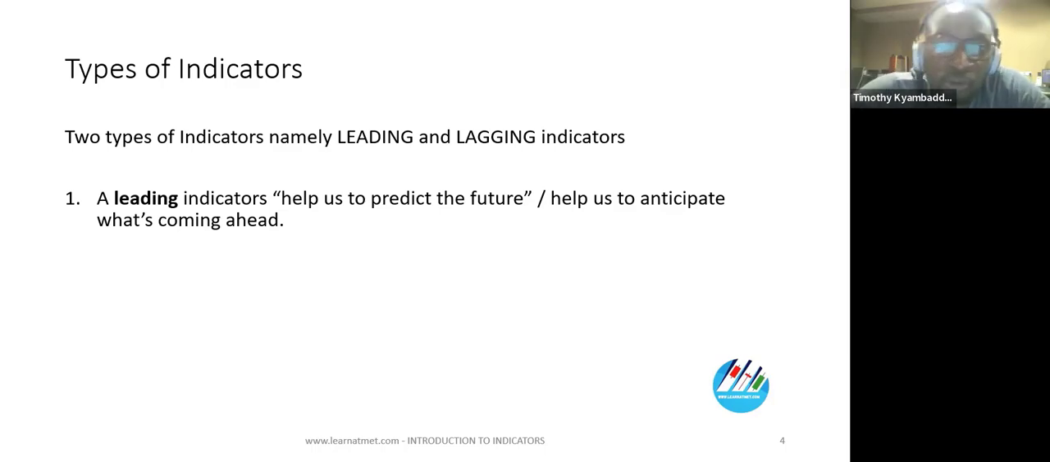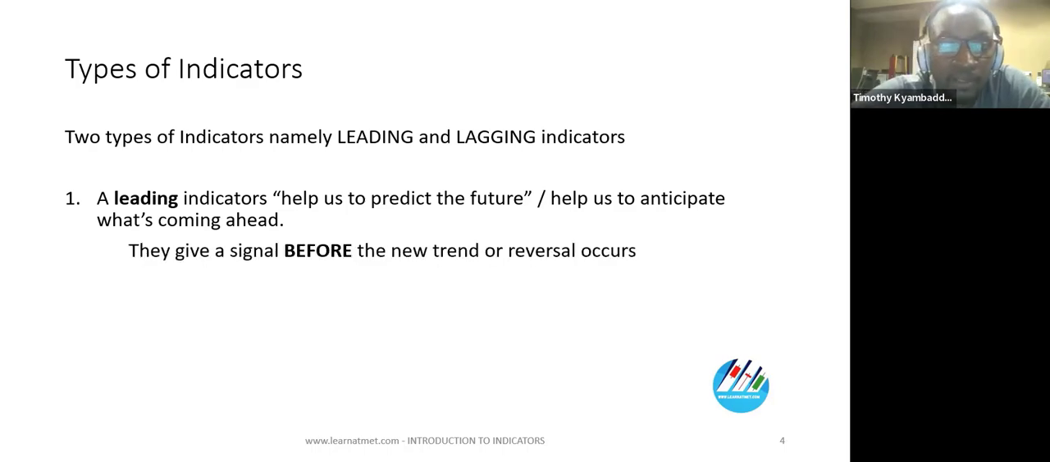If we were to take an analogy of a car, okay, the leading indicators would be what we would see in our front windscreen as we're driving, something that can warn us ahead, maybe a sign we can see ahead. Using that sign, we can anticipate probably how the road is going to be. Are we approaching a hill? Are we going to go down or up? So leading indicators help us predict the future, or they help us to anticipate what's coming ahead. Basically, they give us a signal before a new trend or reversal occurs.